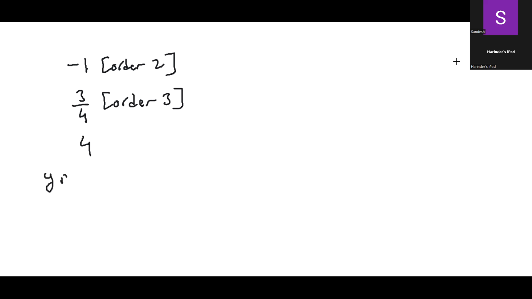There are zeros at -1, which is order 2. There's a 0 at 3/4, which is order 3. And there's a 0 at 4. And then I'm also going to give you the y-intercept. The y-intercept is at 8. Find me the equation of the polynomial using this information. You always start off with y equals a, and then brackets. Try this, see if you can.